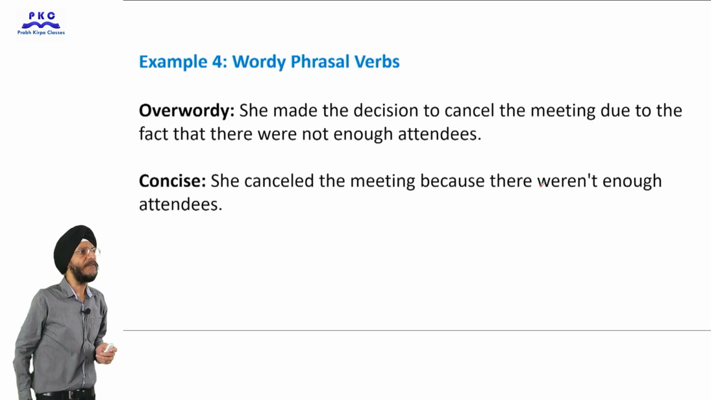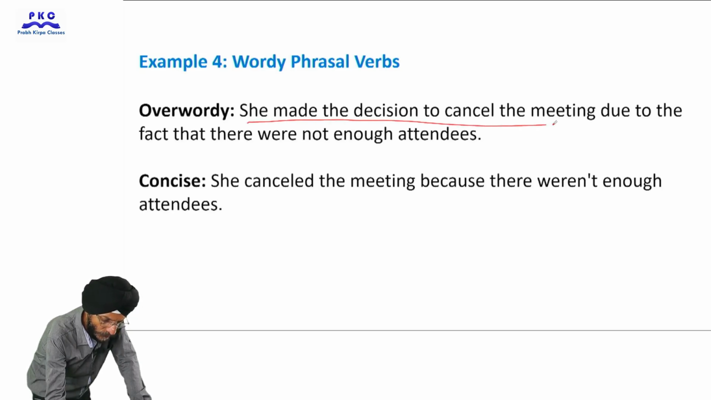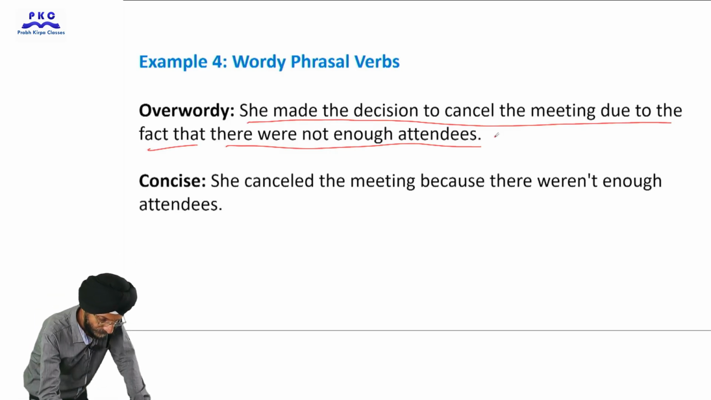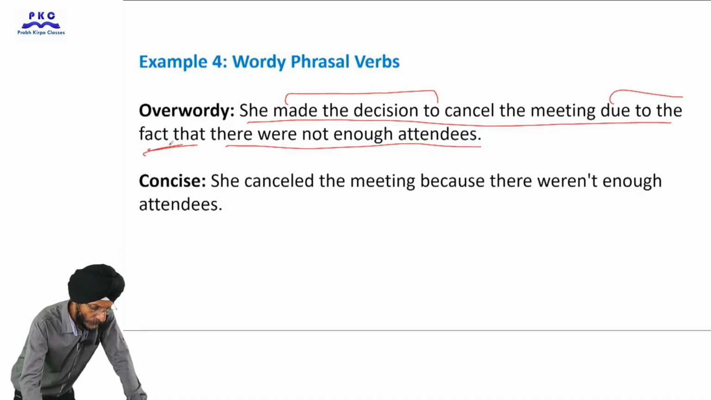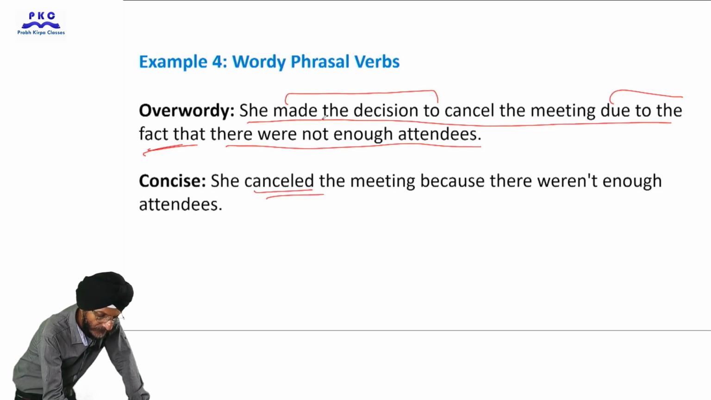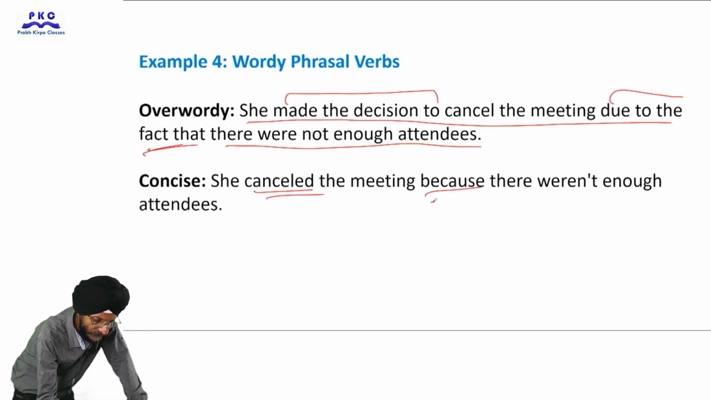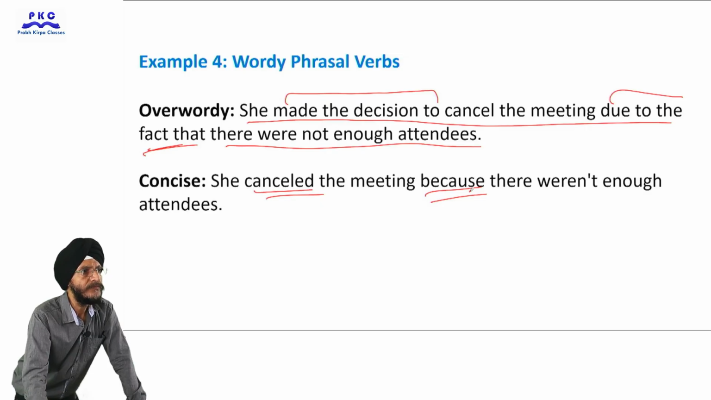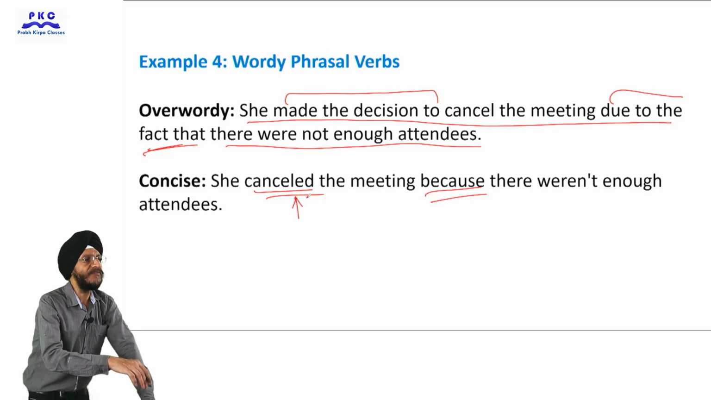Next, wordy phrasal verbs. She made the decision to cancel the meeting due to the fact that there were not enough attendees. Here we have used the words made the decision to and due to the fact that. In place of that, we can simply use cancelled in place of made the decision to cancel. Due to the fact that, we can use the word because. It is okay to write cancelled in this way in American English.